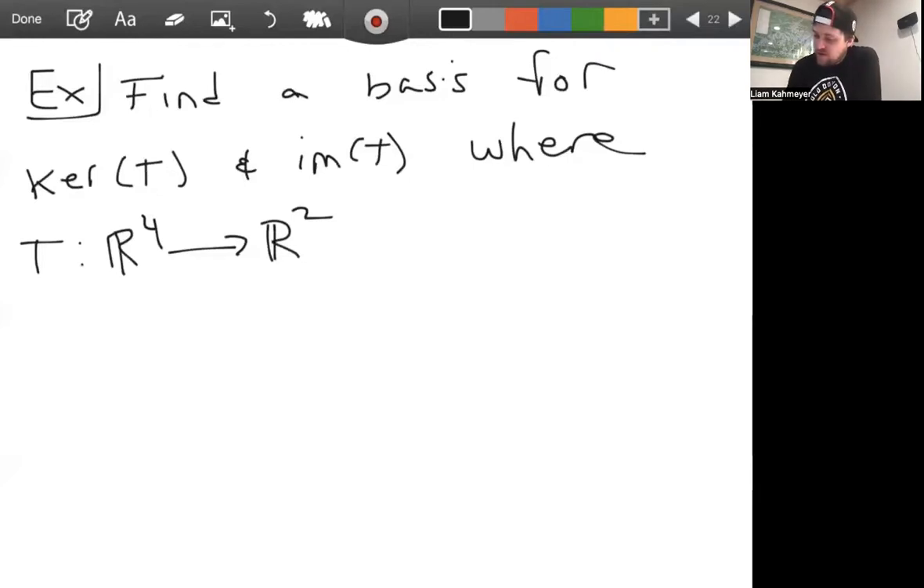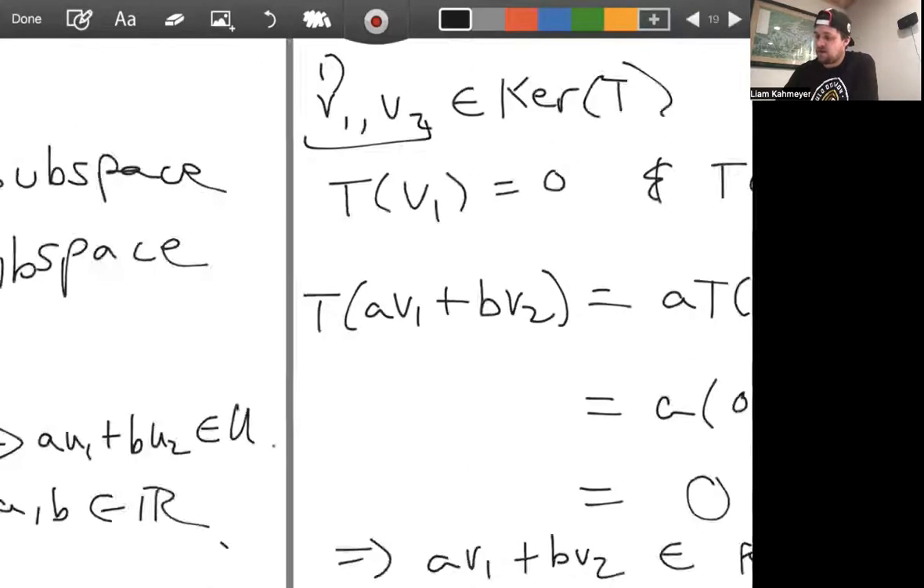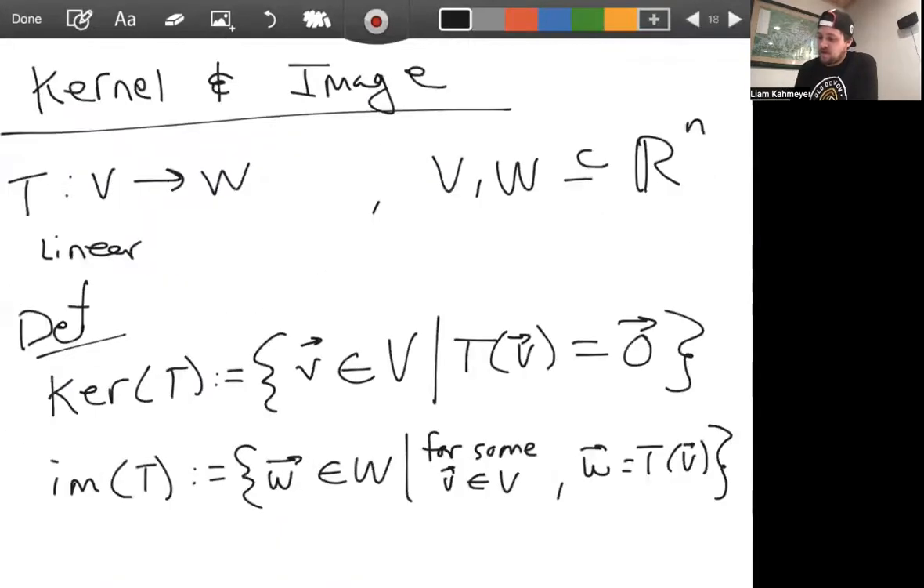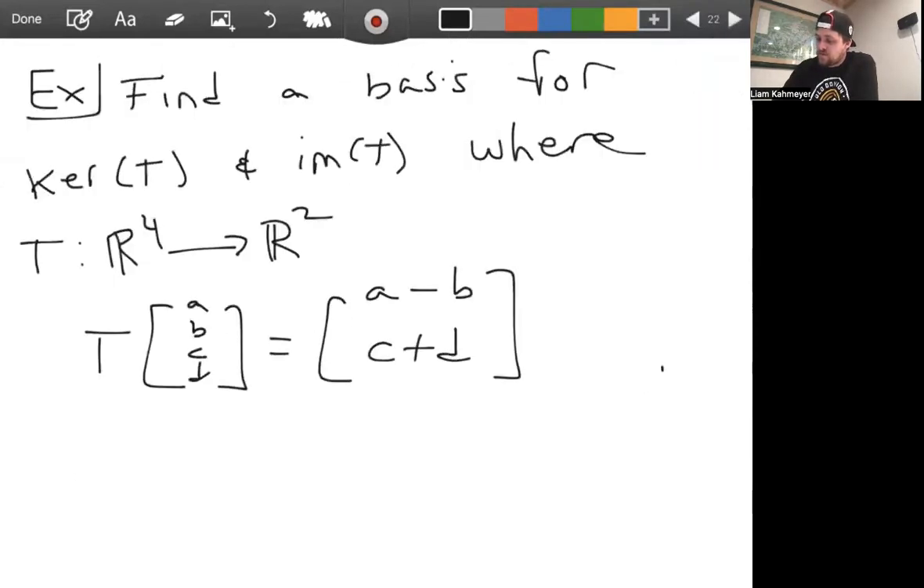So where T is given by T of (A, B, C, D) mapped to (A minus B, C plus D). Okay, well, first to find a basis, let's see if we can find just how to describe the kernel as a set, right? The definition that I've given for the kernel and image defines these as sets, right? And so let's figure out how to express the kernel and image of this particular map as a set.